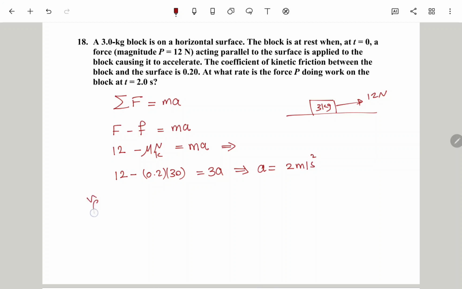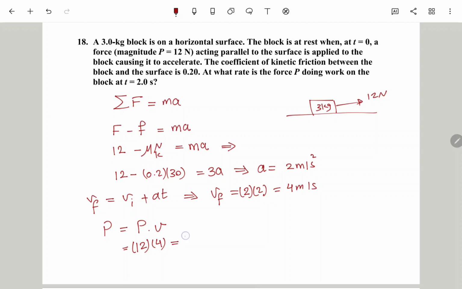Now V final equals V initial plus at. Now you substitute the acceleration back in this equation here, you will find the final velocity equals 2 times 2, or 4 meters per second. The power, in this case, is equal to the force P dot V, and the force P is 12 in this case, times 4, or equal to 48 watts.